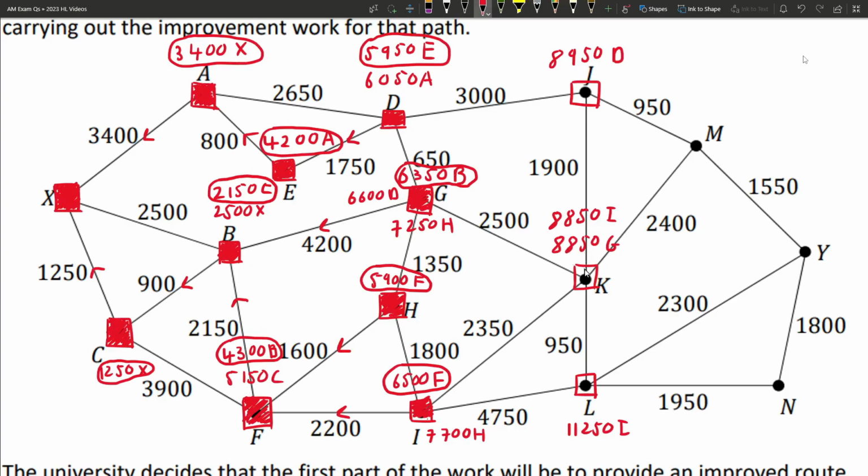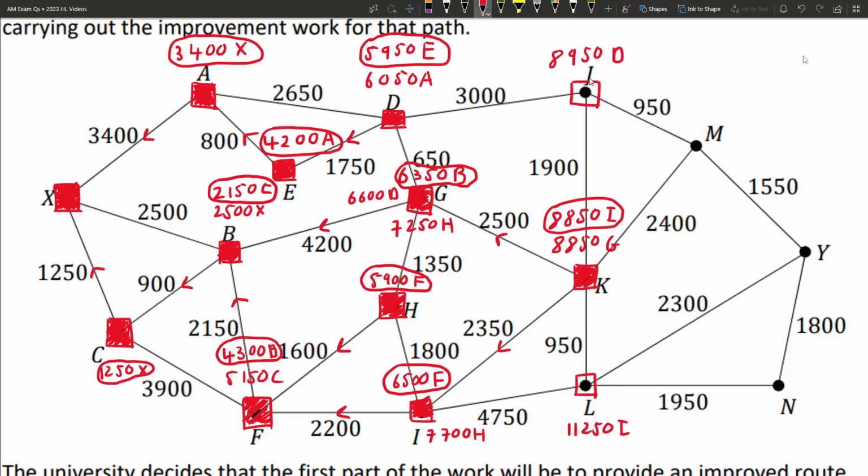Now we look which value is the smallest. Well, it's K. They're both 8,850, so we can actually go either way, I or G, so we can draw both arrows to show that. And I'll just circle this one, just to keep it consistent. Now K is connecting to L, J, and M.